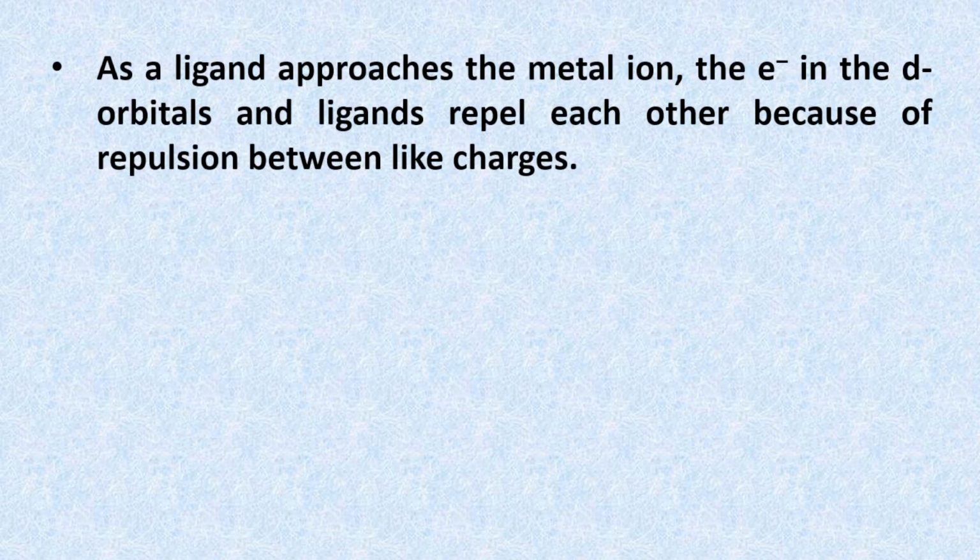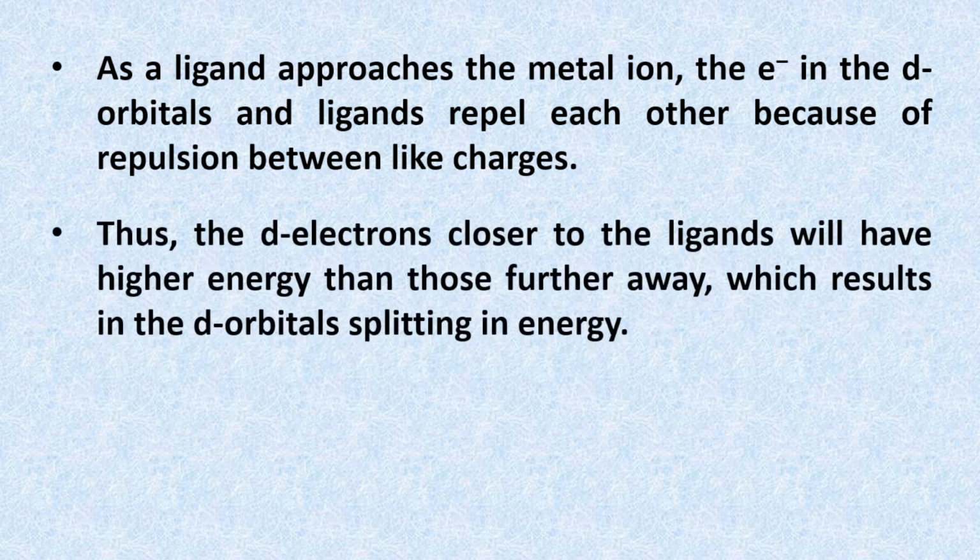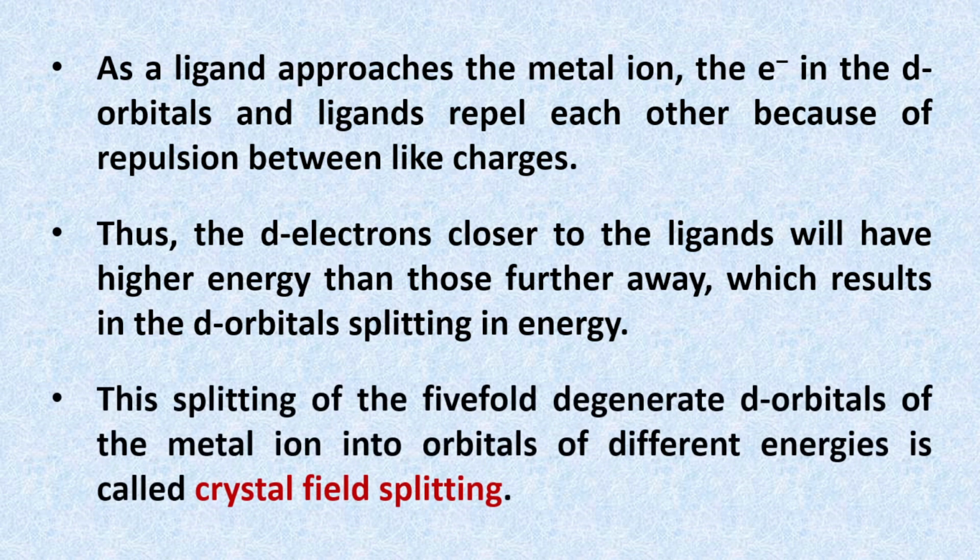As a ligand approaches the central metal to form a complex in a particular geometry, the electrons in the d orbitals and the ligand repel each other. The d electrons closer to the ligand will have higher energy than those further away, which results in d orbital splitting in energy. This splitting of the 5-fold degenerate d orbitals of the metal ion into orbitals of different energies is called crystal field splitting.